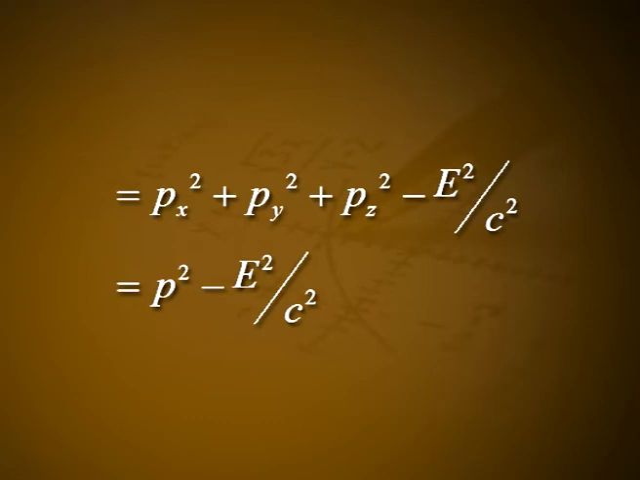If S dash is the rest frame of the particle, then the left hand side is equal to minus m naught square c square. That is, c square p square minus E square is equal to minus m naught square c raised to 4. E is equal to plus or minus square root of p square c square plus m naught square c raised to 4. Thus, energy can be positive or negative.